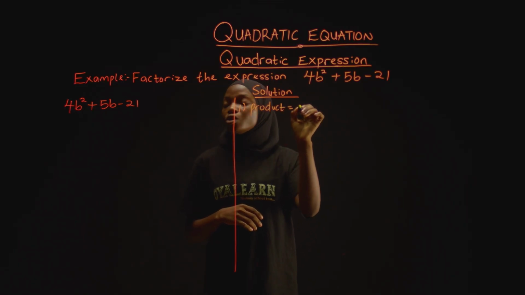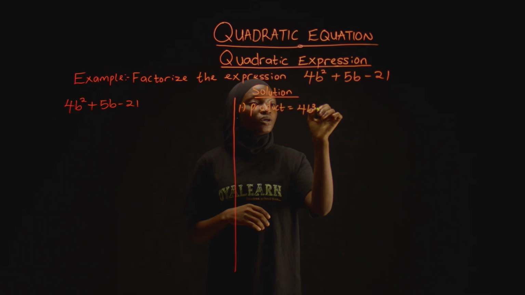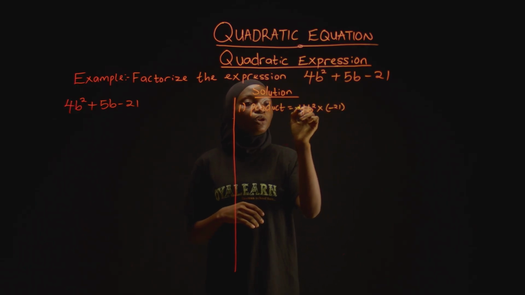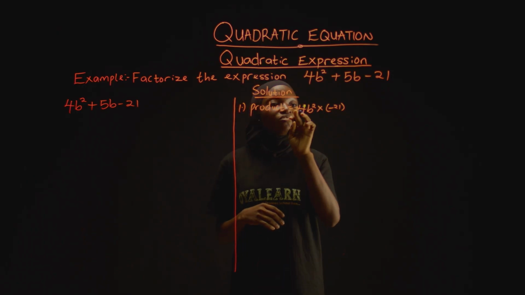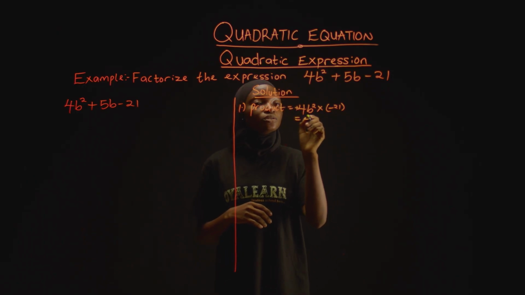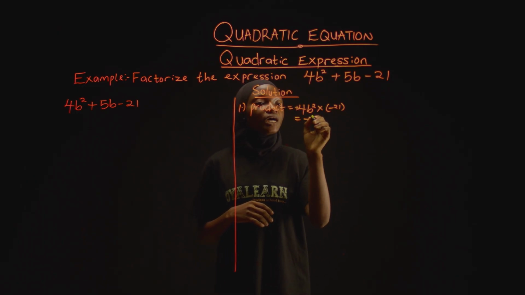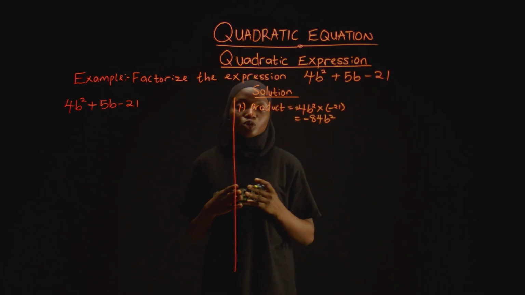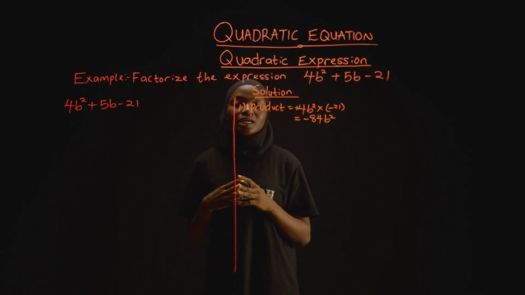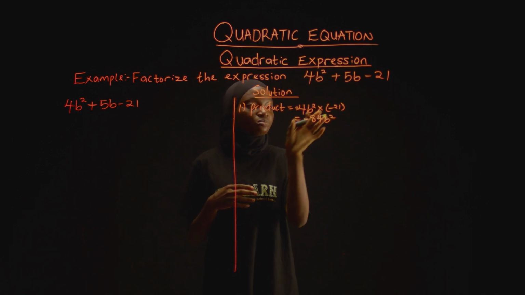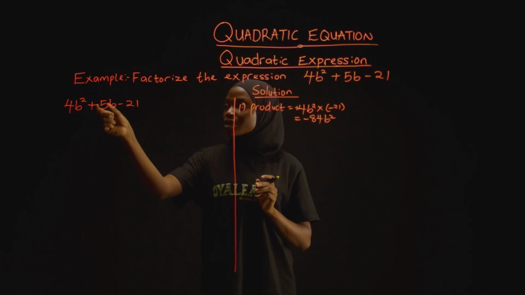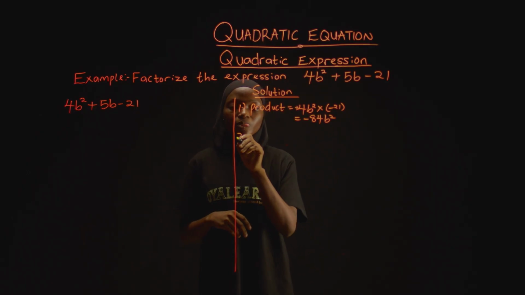we have 4b squared multiplied by minus 21. And this is the same thing as having a plus sign. So we have plus times minus, we have minus. 4 times 21, we have 84. Then b squared. Now the next step is to find two terms such that their product will give us this minus 84b squared. And their sum will give us this second term plus 5b.